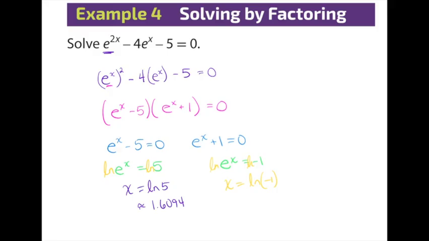Yeah, it's imaginary. There is no real number that can take e, 2.71 whatever he is, and make him a negative number. We can't do that, okay? We can make him a smaller number, a decimal, but we can't make him a negative number, okay? So this one does not exist. So the only solution here is going to be this guy.